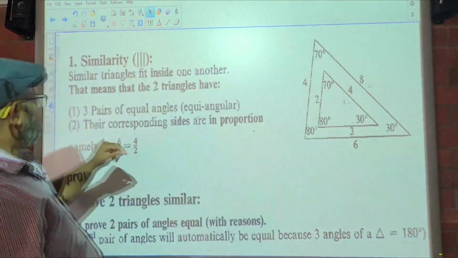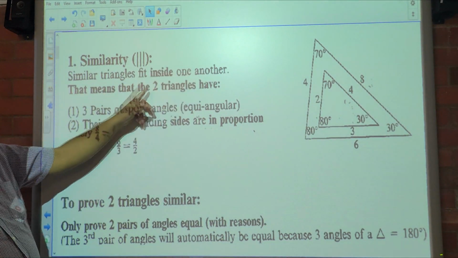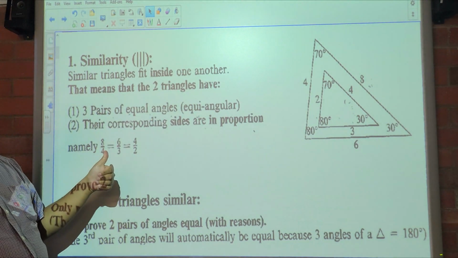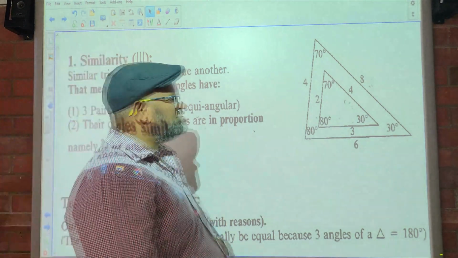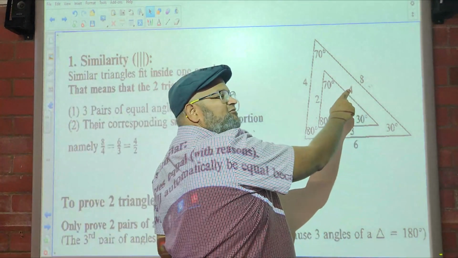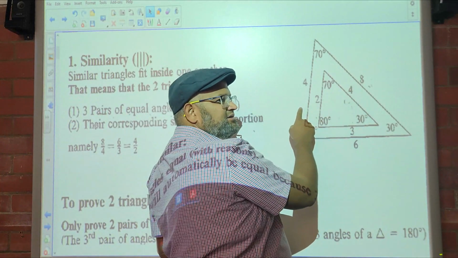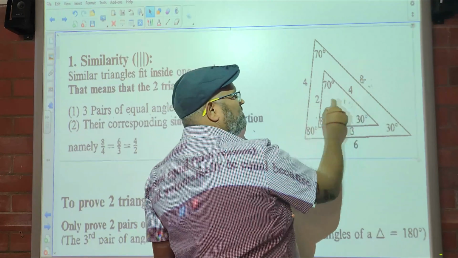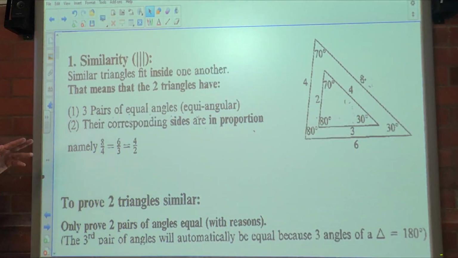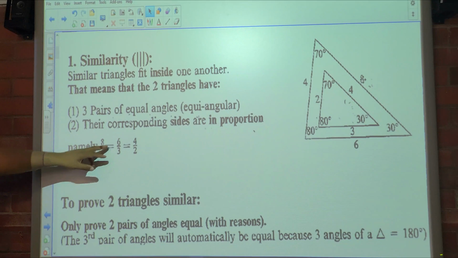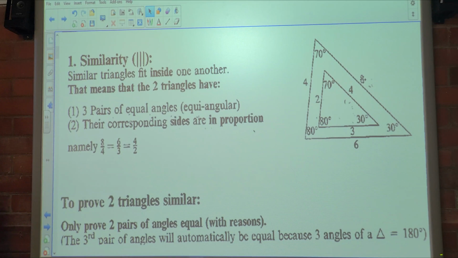Okay? So let's read it again. Similar triangles fit inside one another. That means two triangles have three pairs of equal angles, which is equiangular, and the corresponding sides are in proportion. I forgot to say corresponding. Because if I multiply 2 by 4 by 2, I get 8, but I can't put 8 here. Can you see that, people? It must be the corresponding sides, the side linked to the side in question. Namely, 8 over 4 is the same as 6 over 3, is the same as 4 over 2, which means all give you the same answer.